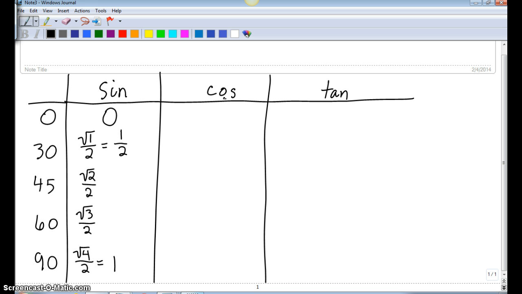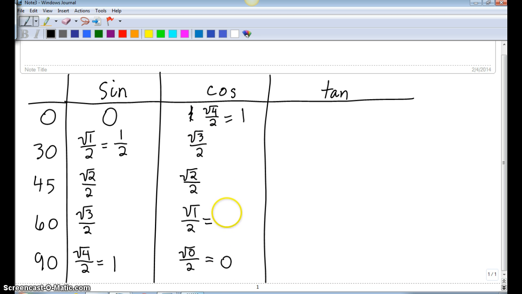Cosine, you work backwards. Cosine is the x value. And at 0 degrees, you've gone all the way along the radius of the unit circle. So cosine is just 1. You could look at it as the square root of 4 over 2. From here you work backwards, like I said, so the square root of 3 over 2, and the square root of 2 over 2, then the square root of 1 over 2, and the square root of 0 over 2. And again, go back, simplify what you can. We already have that. This is 0, this is a half. And now we have all the special trig values for cosine.